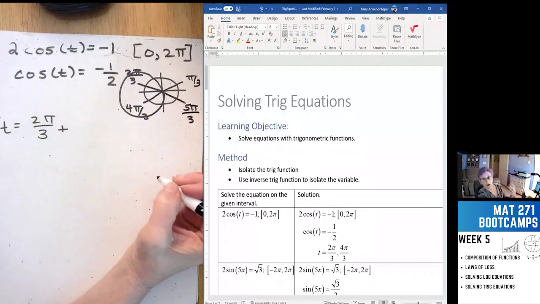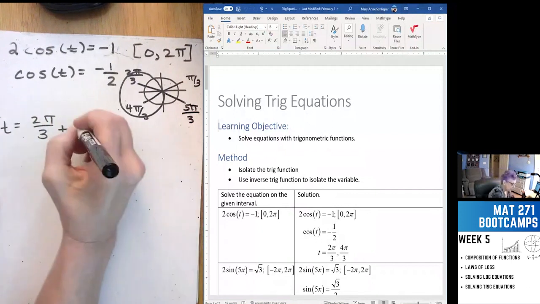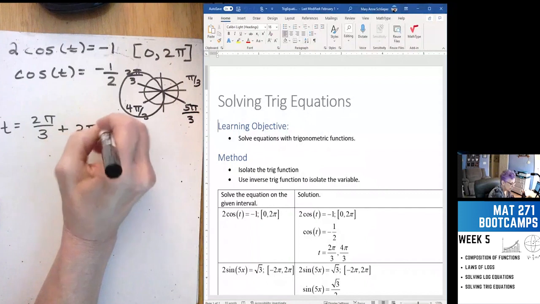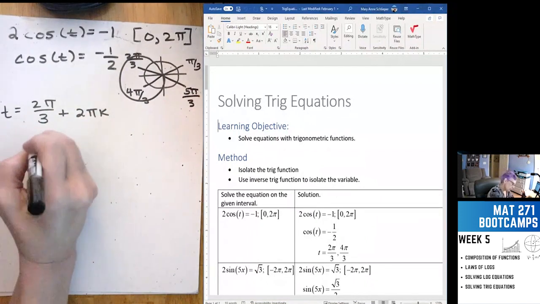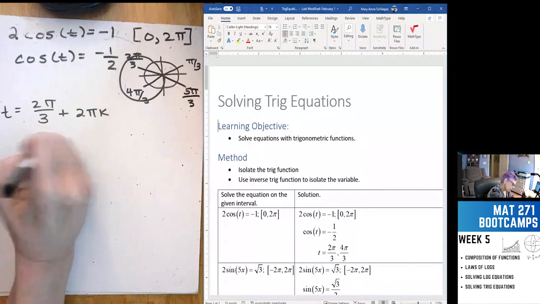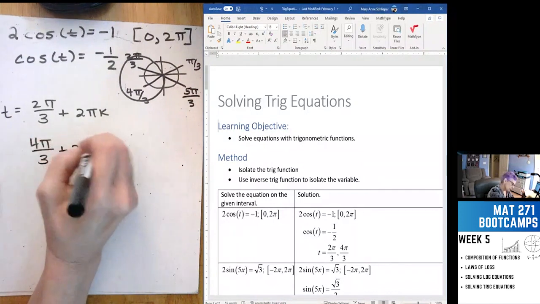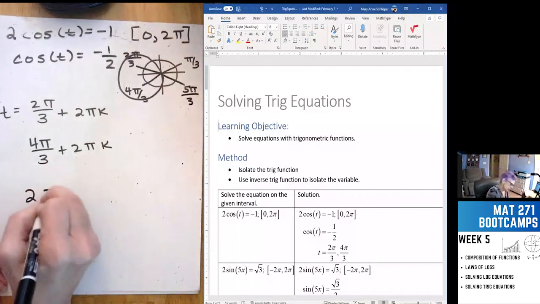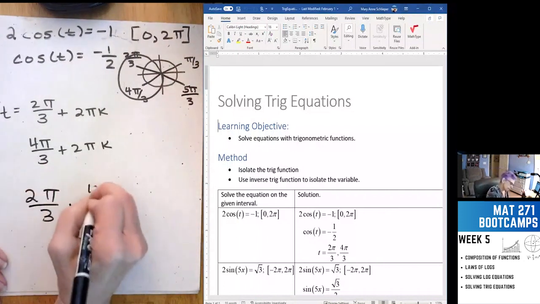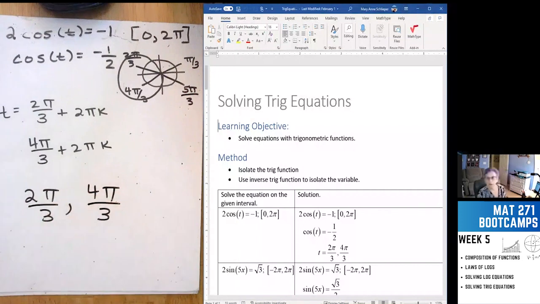And if you needed all of the answers in the whole wide world, you would need to add 2 pi k to that, where k is any integer, or 4 pi over 3 plus 2 pi k, where k is any integer. Since you only are interested in the answers living on the unit circle in this particular example, then you only need the 2 pi over 3 and the 4 pi over 3.